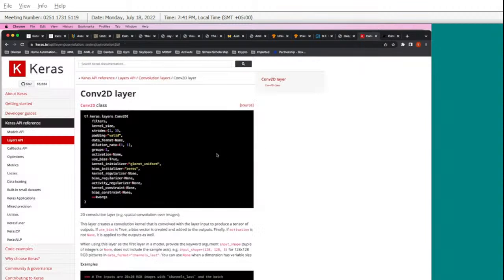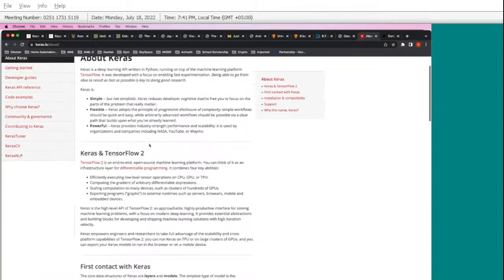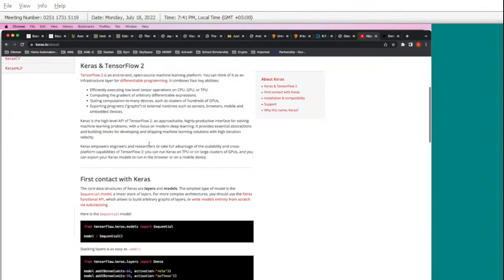Versions are very important for you. You have to ensure that you are on TensorFlow 2.0, please. And inside TensorFlow 2.0, you have Keras. The Keras version is also 2.0.